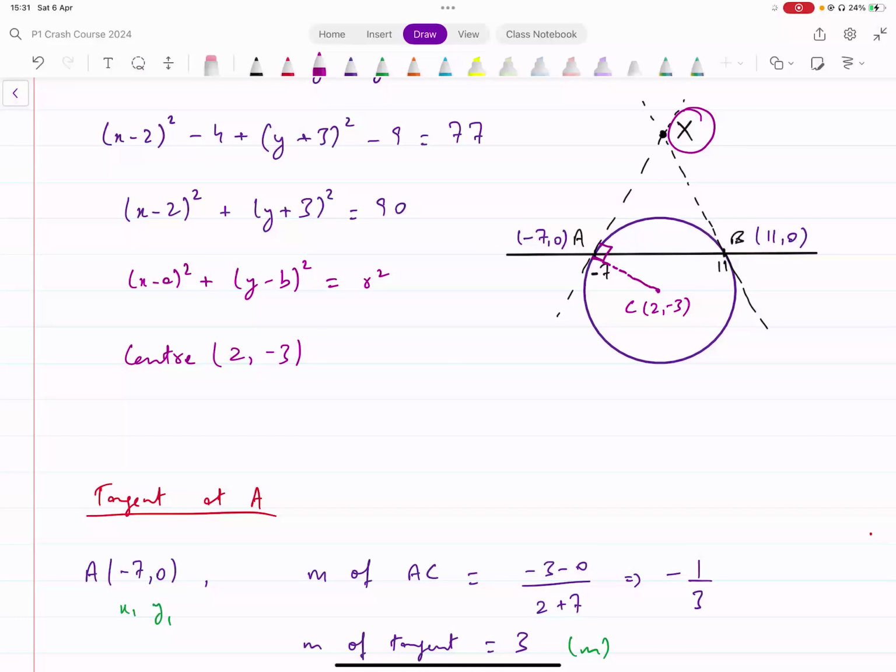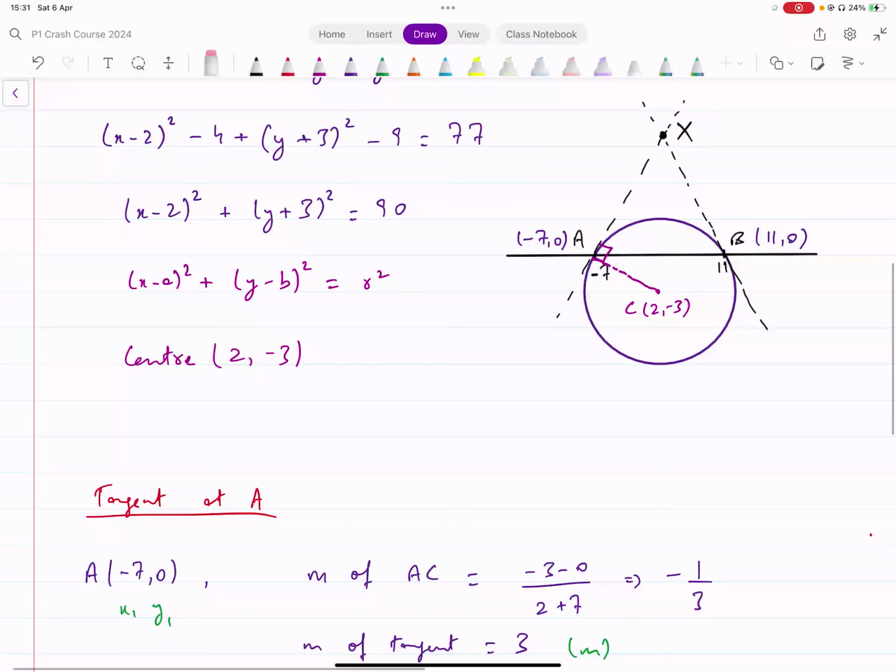You have two tangents coming from outside the circle. Point x is a point outside the circle. You've got two tangents coming from that point. One tangent is on this side, the other tangent is on this side. If you were to join both of those points with the center of the circle, this shape is a kite, right? This shape is a kite.